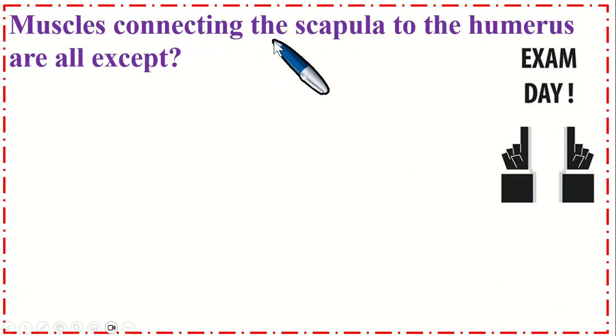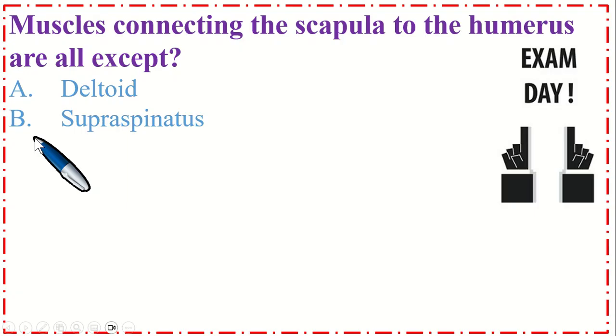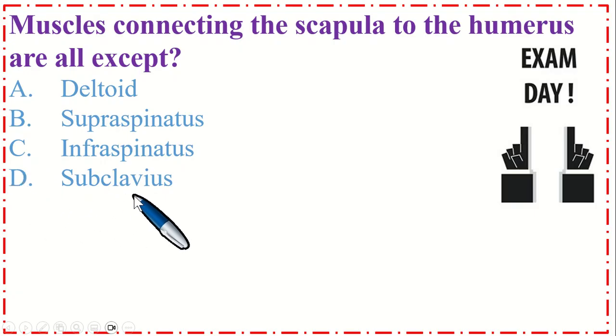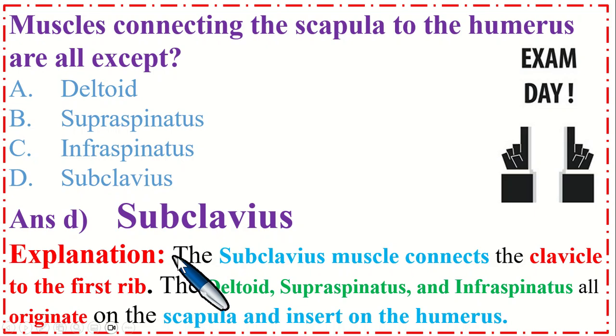Muscles connecting the scapula to the humerus are all except: option A, deltoid; B, supraspinatus; option C, infraspinatus; and option D, subclavius. So the correct option is D, subclavius. Explanation: the subclavius muscle connects the clavicle to the first rib. The deltoid, supraspinatus, and infraspinatus all originate on the scapula and insert on the humerus.